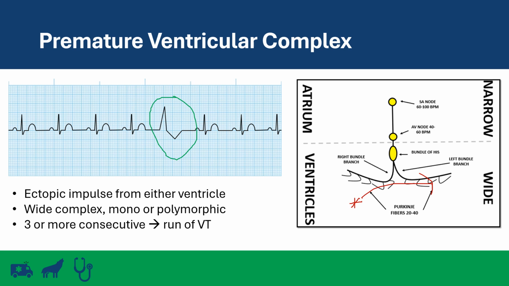If you have more than one PVC and they are the same shape or same morphology, we call this monomorphic PVCs. If you have PVCs that are different morphology, we would call those polymorphic. Now, if you have two in a row, we would call this a PVC couplet. If you have three or more PVCs in a row, we would consider this a run of VTAC.